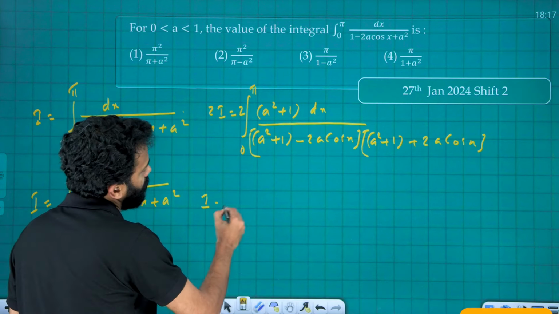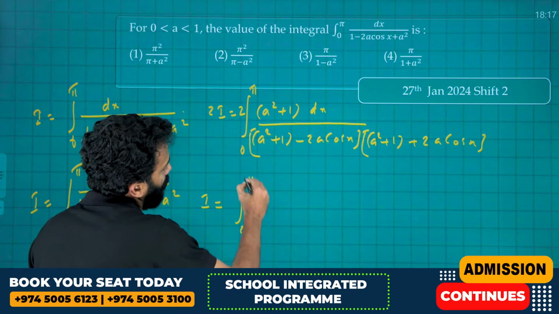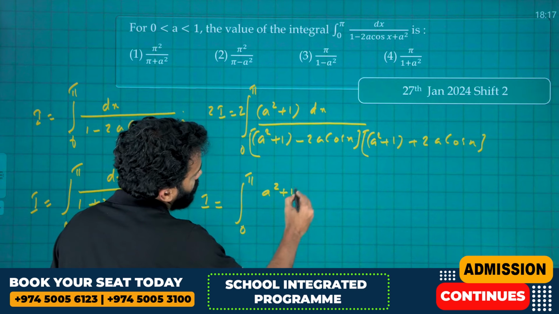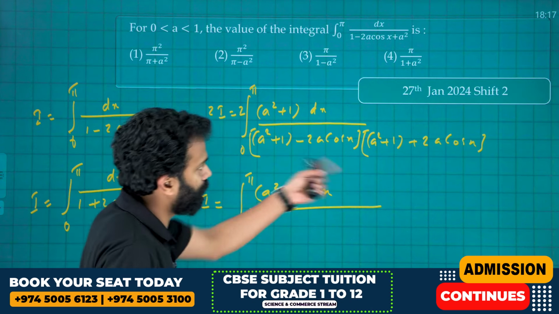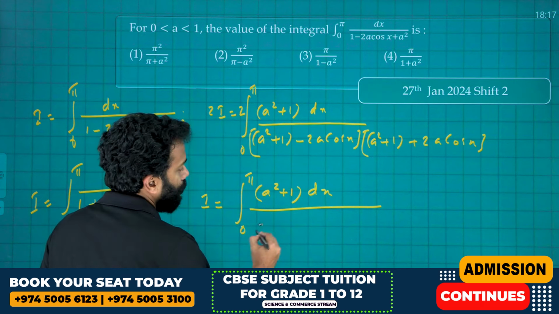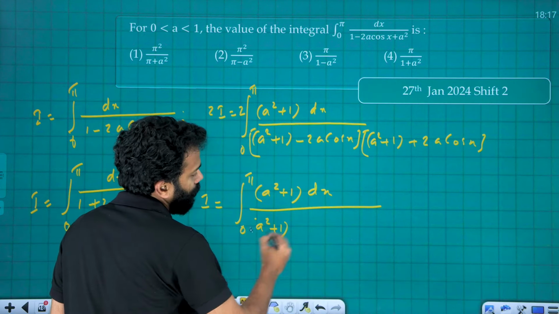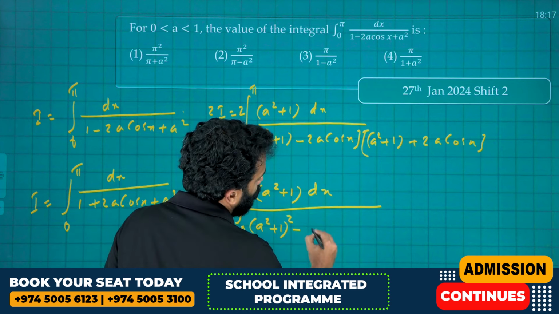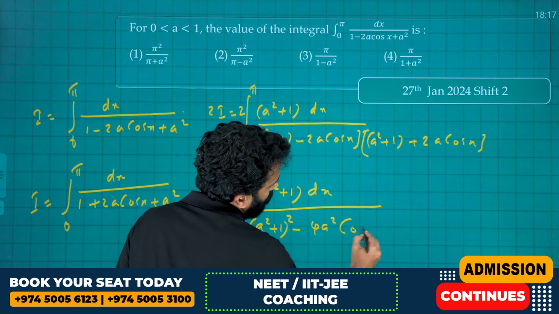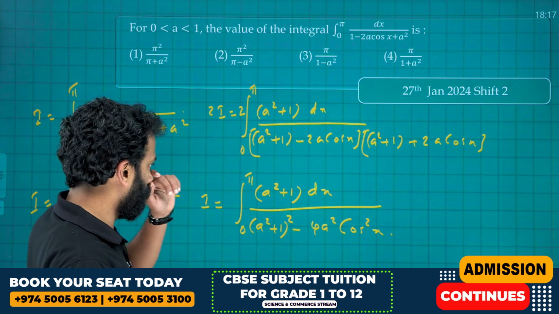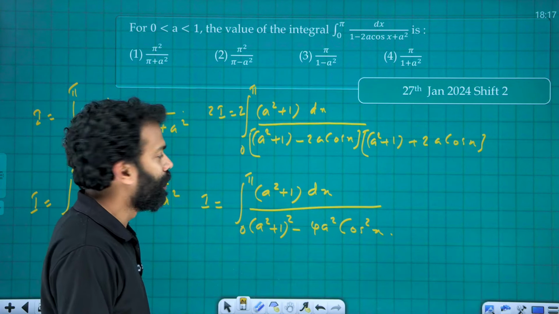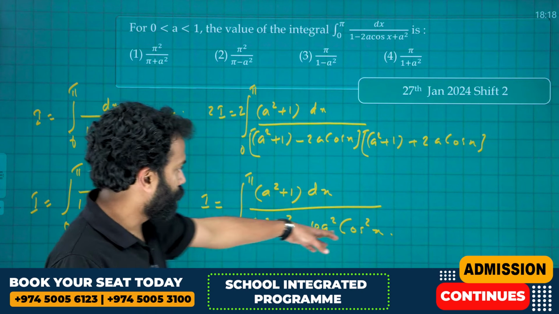Therefore I is equal to 0 to pi a square plus 1 into dx divided by, this is a plus b into a minus b, that becomes a square plus 1 the whole square minus 4a square into cos square x. It will be like this. Okay. So how will you take it from here? Yeah, this is cos square x here.